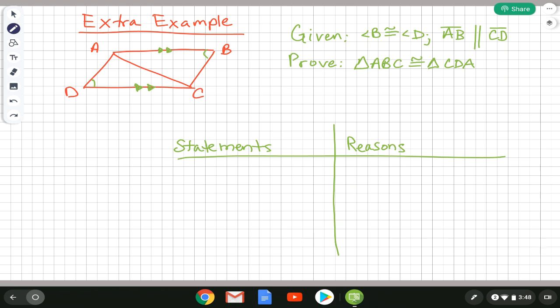Let's do one more additional example for the last part of this section. Okay, so here I have a quadrilateral drawn in, and I'm told that angle B and angle D are congruent. I've marked that in the figure. I'm also told that side AB is parallel to side CD, and I've also marked that with the arrowheads. So again, we want to use the angle side theorem to prove that triangle ABC is congruent to triangle CDA. So I'm going to start with writing down my given information, and my reason is given.